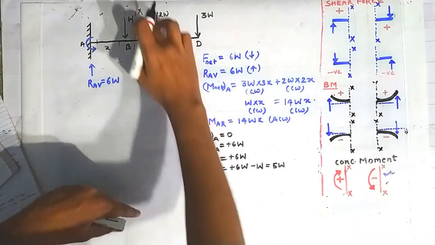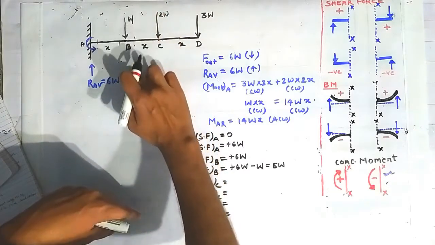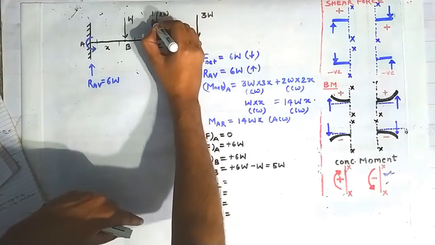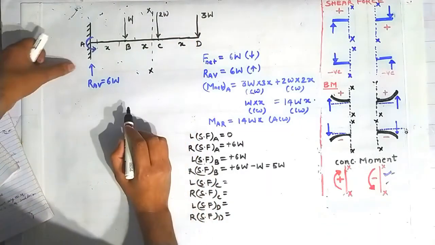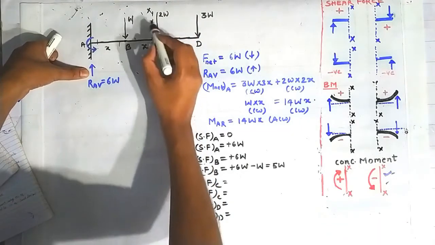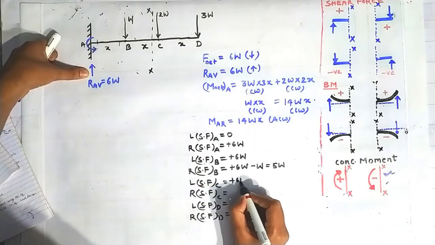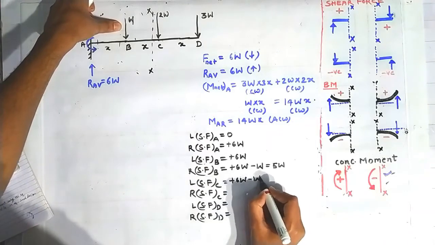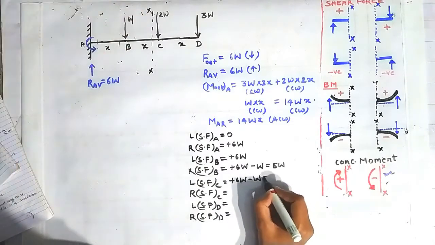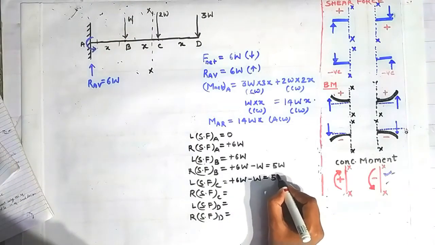Now shear force on the left side of the point C we will calculate. Now constructing a section on the left side of the point C, here you can see that this force is accounting for a shear force of magnitude plus 6W about this section XX, and it is accounting for minus W about this section XX, and it will give us 5W.